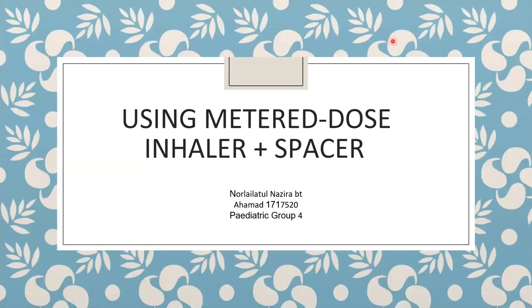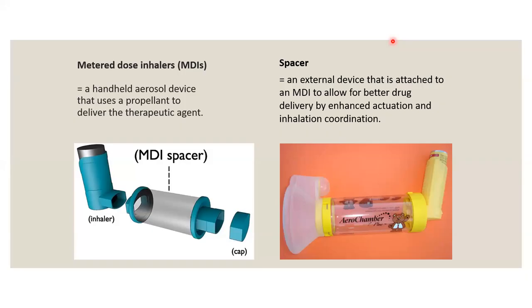Okay, MDI. You can proceed. Next, I'm going to present on how to use a metered dose inhaler with spacer. There are two types of metered dose inhaler, with spacer and without spacer. A metered dose inhaler is a handheld aerosol device that uses a propellant to deliver the therapeutic agent. In other words, it is a device for aerosol delivery and is used to treat respiratory disorders such as asthma and COPD. The medication usually used is a bronchodilator or corticosteroid, or a combination of both, for treatment of asthma and COPD.